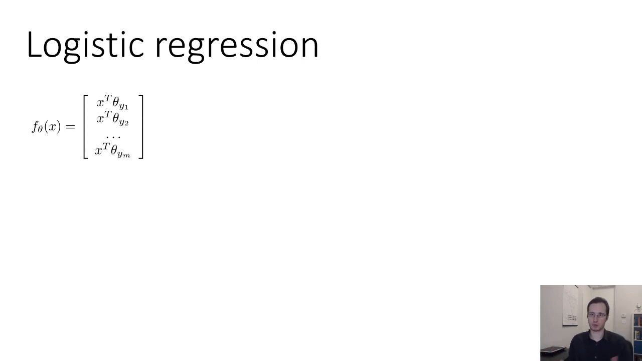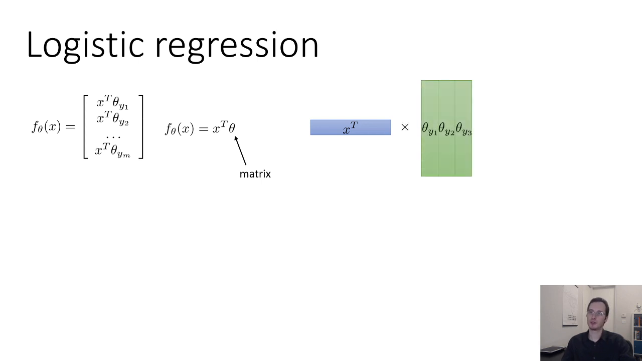So to summarize logistic regression, you have some function f theta of x. And that function outputs an n-dimensional vector for a problem where the label y can take on n different values. So for every possible label y, there's a corresponding theta y. And each dimension of this vector is given by an inner product between x and the corresponding theta y. You can write this in matrix notation by saying that f theta of x is equal to x transpose times a matrix theta, where x is a column vector, so x transpose is a row vector, and it's multiplied by a matrix where every column is the theta corresponding to a different label. So the first column is the theta vector for the first label, the second column is the theta vector for the second label, and so on.